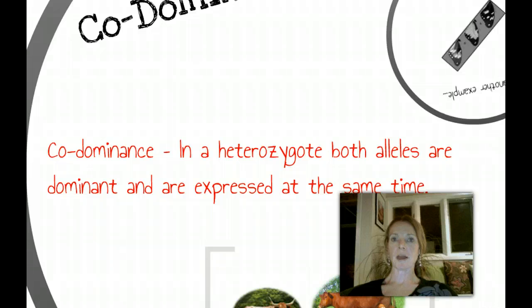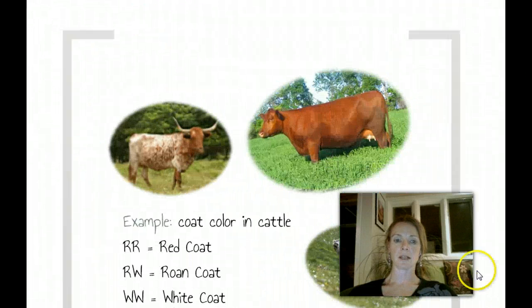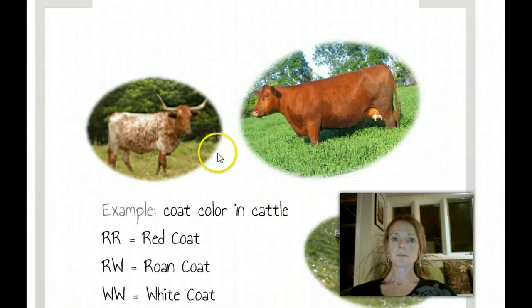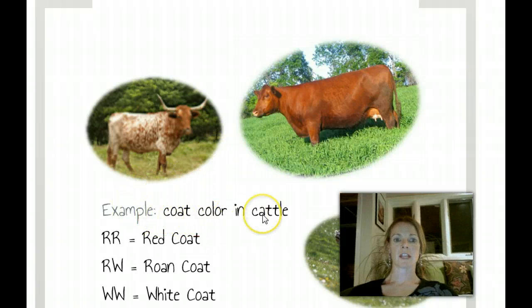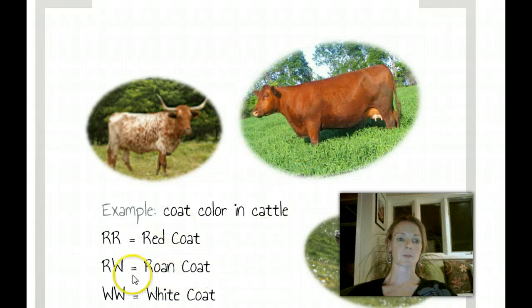Let me give you an example right here. We're talking about good old cows. The coat color in cattle is an example of this, where you can have homozygous RR, red coat, but then you can have a heterozygous RW, where both are dominant, and that gives you a roan coat. And then your homozygous WW, we would give you your white coat.